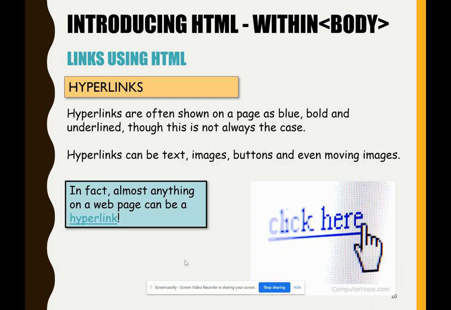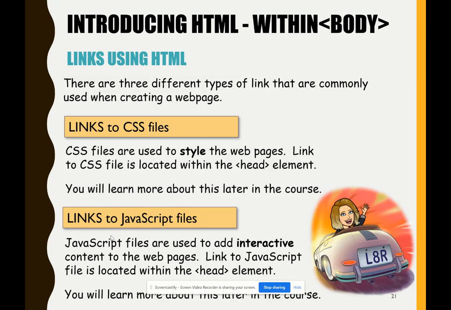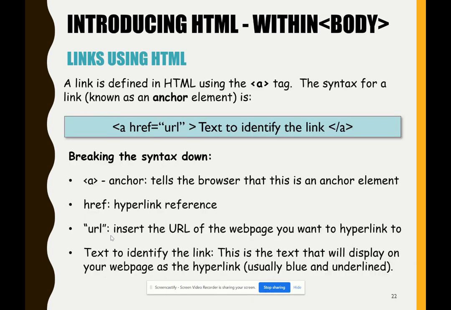Hyperlinks are often shown on your page as blue, bold, and underlined. Now, that's not always the case. You can see this one here is actually sort of teal colored. The thing that gives it away as being a hyperlink, though, is when I run my mouse cursor over it, it changes to a little finger pointer, okay? So you can always tell that something is a hyperlink because it does that. And obviously, images and buttons can also be set as hyperlinks as well, okay? Again, we're going to come back to this one later on.